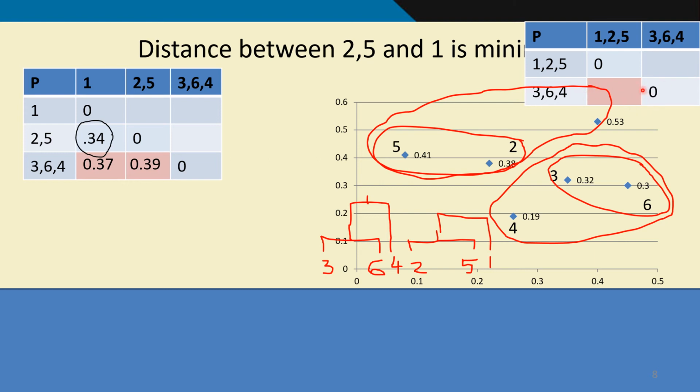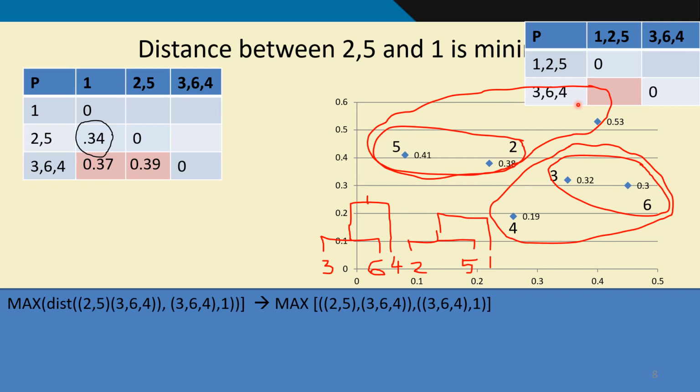Now we got to find out the distance between the cluster 3, 6, 4, this complete cluster, with the cluster 1, 2, 5. We already know the distance between this cluster and 2, 5 is 0.25. We have to also find out the distance between this cluster and 1, and whichever is the maximum we would select that. So distance between this cluster and 1 is 0.37. Distance between this cluster and 2, 5 is 0.39. So we would be selecting 0.39 and placing it out here.